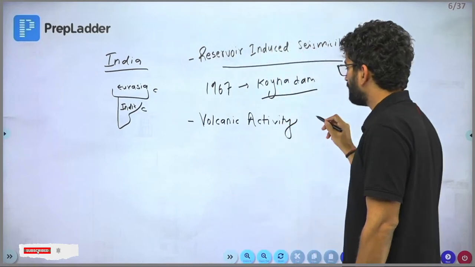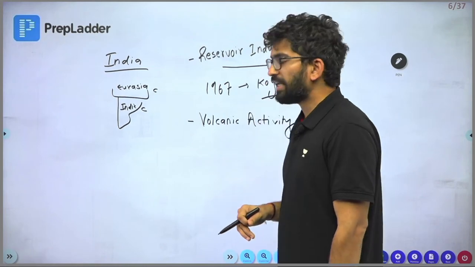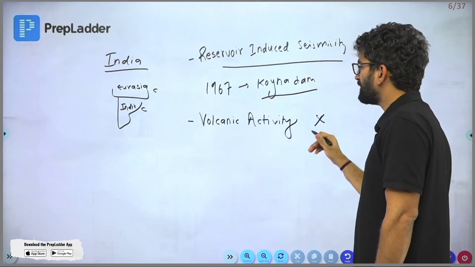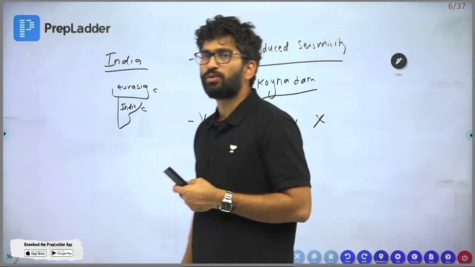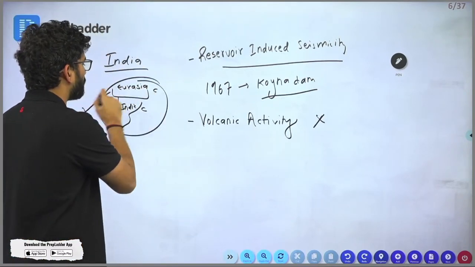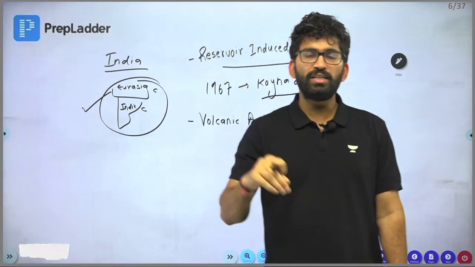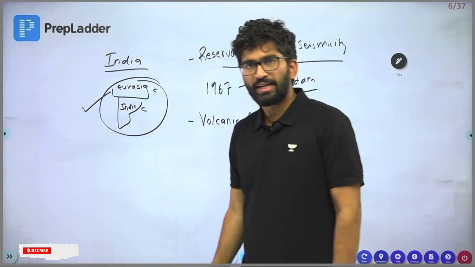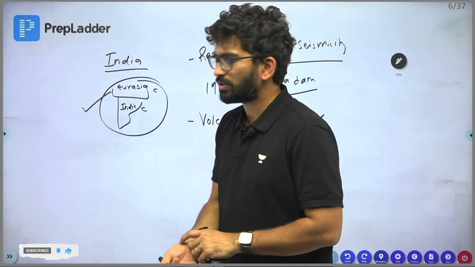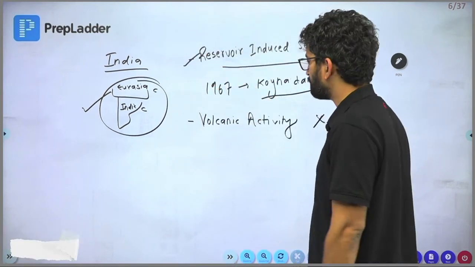Now see, volcanic activity doesn't occur in India much, except in the region of Andaman and Nicobar. Volcanic activity doesn't occur in the mainland region, and that's the reason this is not a significant factor which results in earthquakes in India. In India, continental-continental convergence plays an important role in the Himalayan region. So the states or regions which lie near the Himalayas get affected more because of this continental-continental convergence earthquake. Alright, so the reservoir-induced earthquake is also something which we have seen.